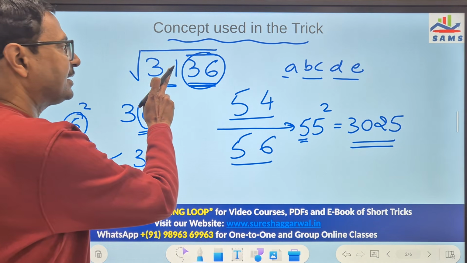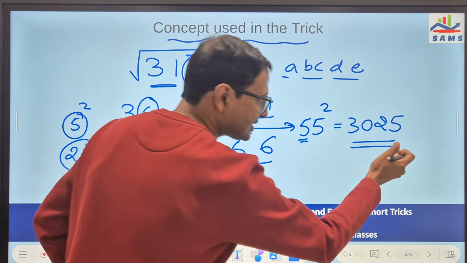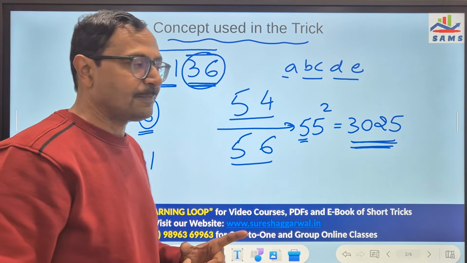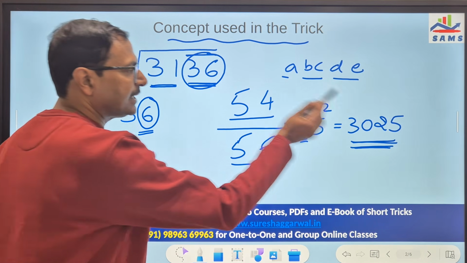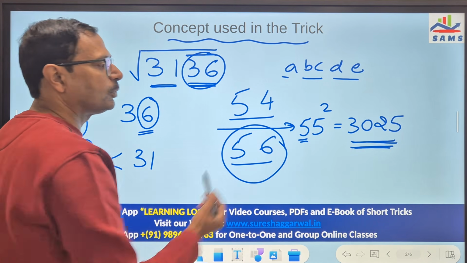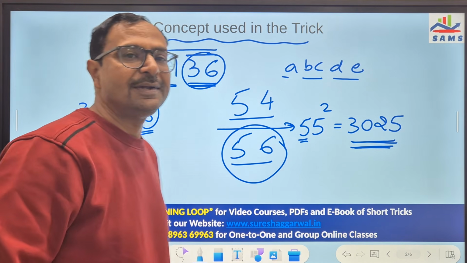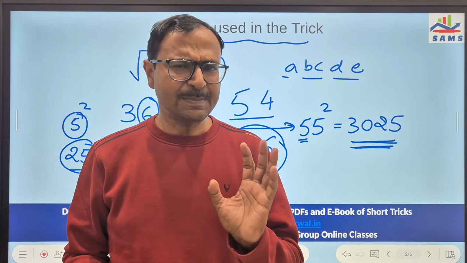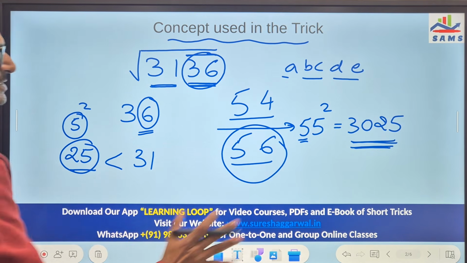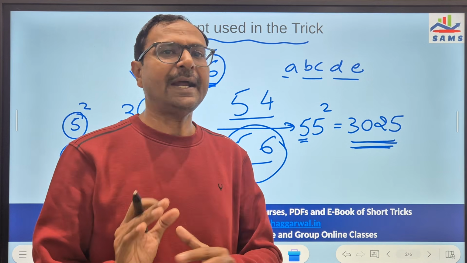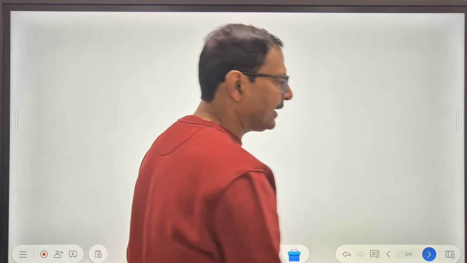Now I have to compare my number 3136 with this number 3025 to get the correct answer. My number is greater than this, so the answer will also be the greater one. That means 56 is the square root of 3136. So there are some steps involved, and this is the concept I am going to use to crack the square roots. Let's apply it and understand it in a better manner.